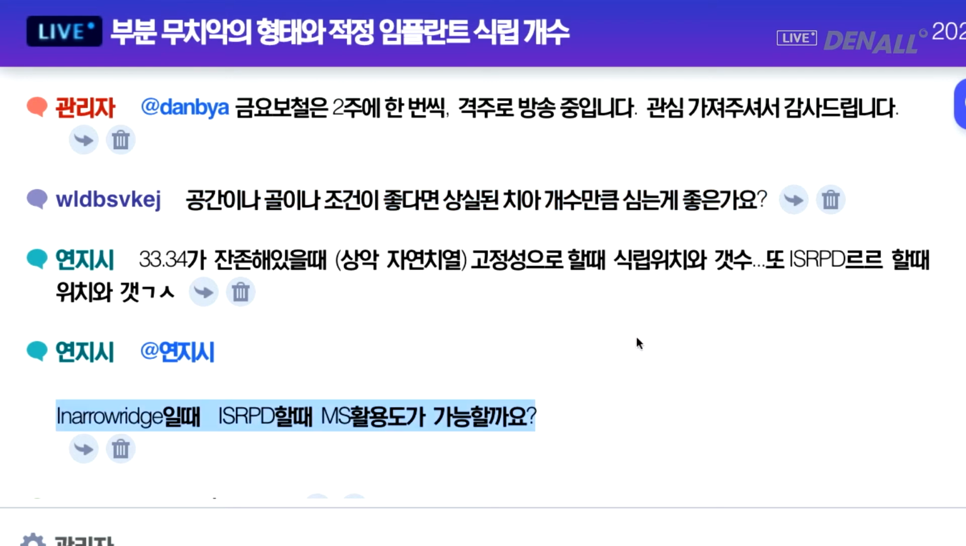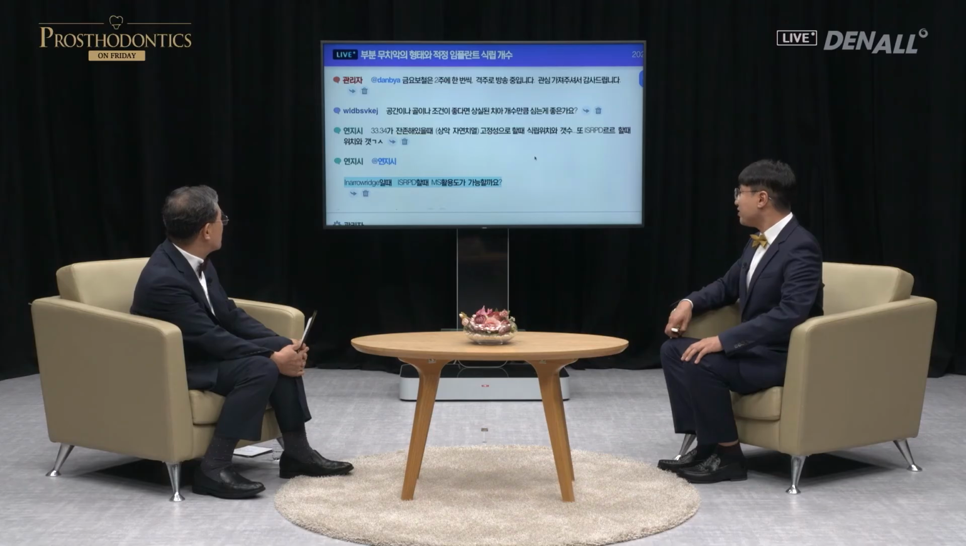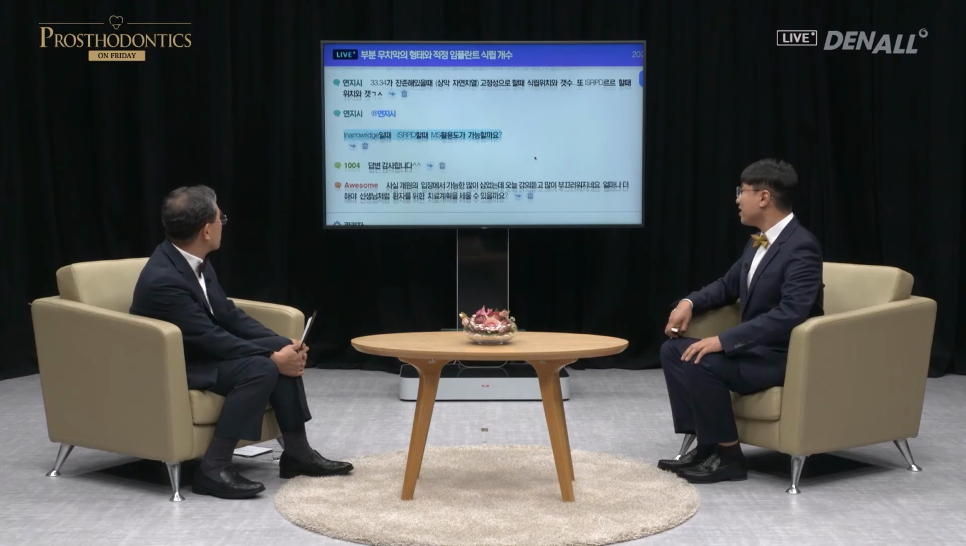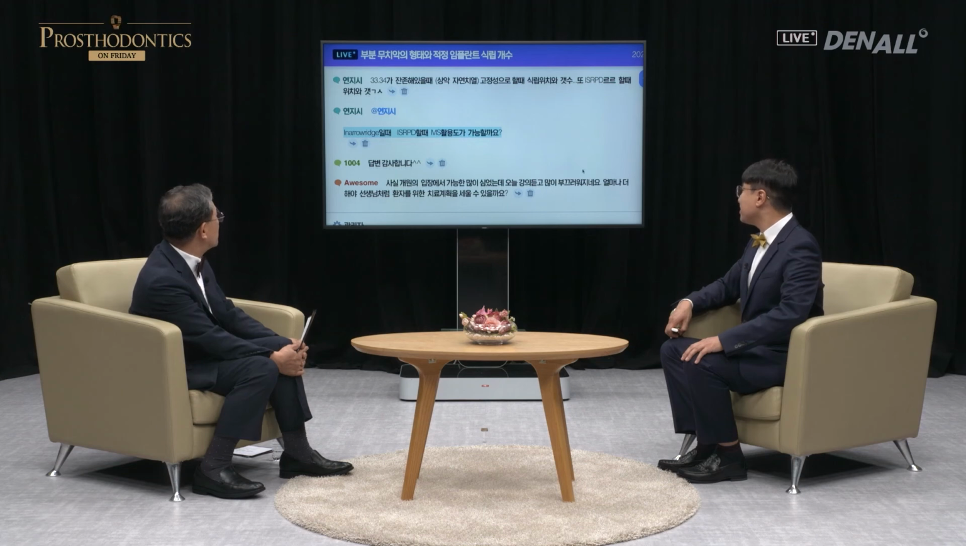Using MS on ISRPD, is that possible? If the antagonist is full denture, that's possible. Really? I have 2 cases where I've done it, and it functions very nice. If the antagonist is full denture, I believe antagonist plays a crucial role in implant-assisted RPD.